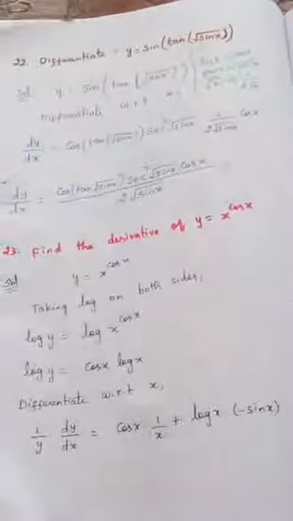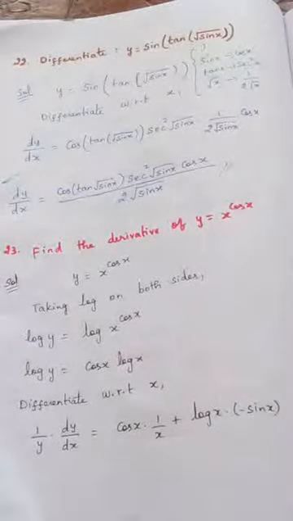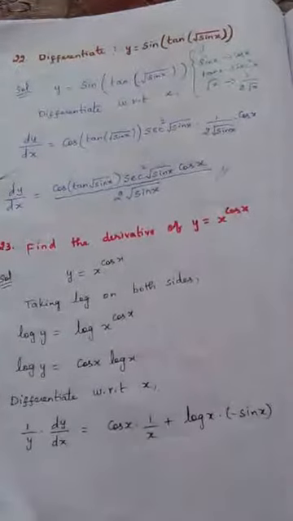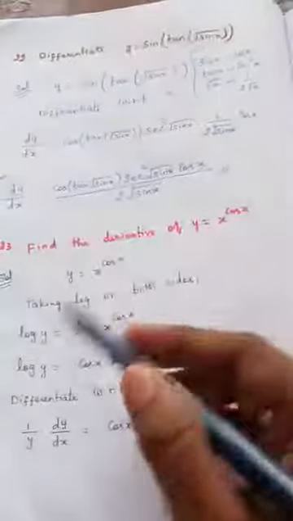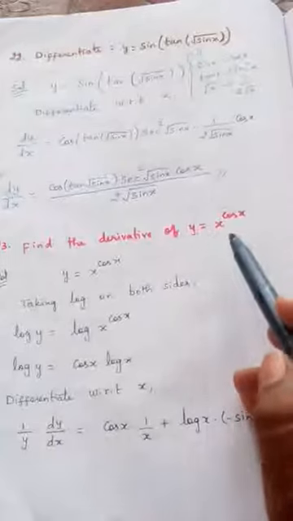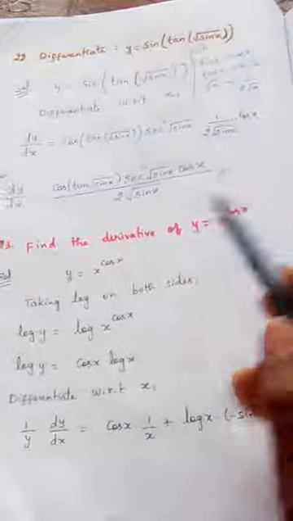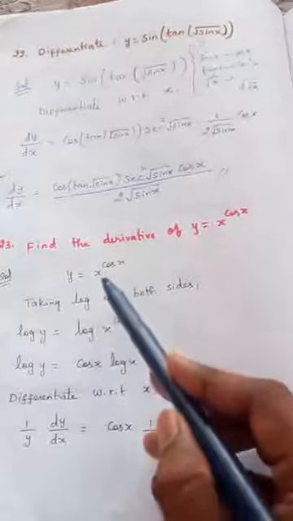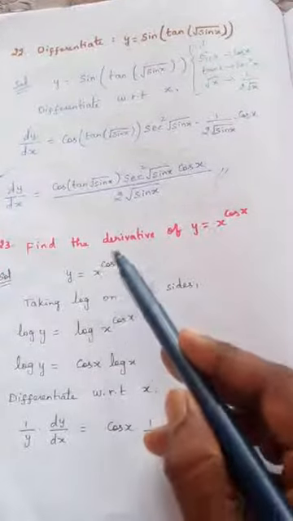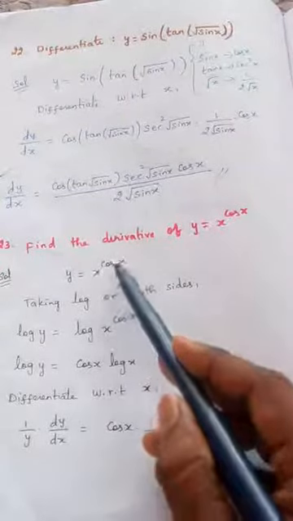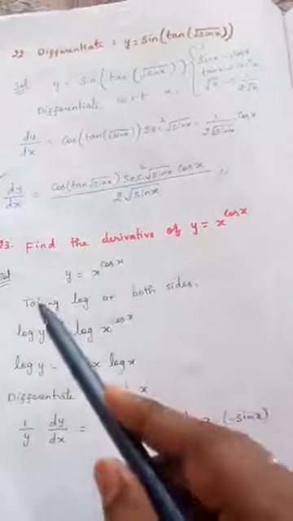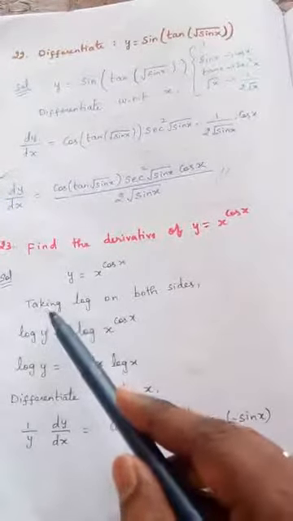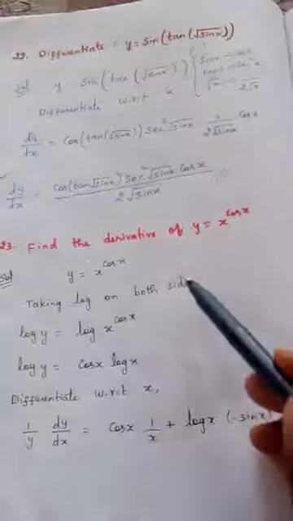It is very important. Problem number 23. Find the derivative of y is equal to x to the power of cos x. Now if you see this, the base is also a function, the power is also a function. Base and power both are functions. If it is like this, definitely we should do the problem only with the help of logarithm.